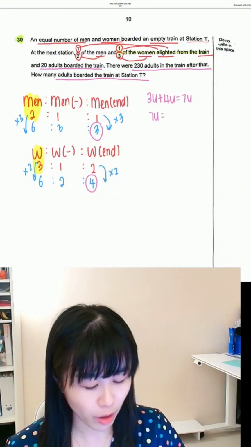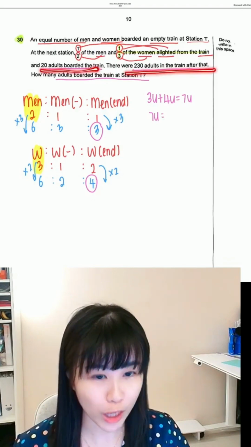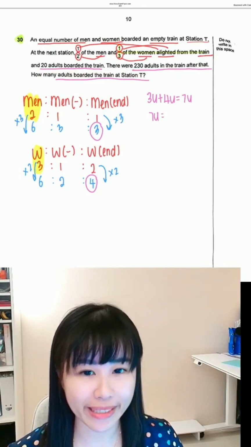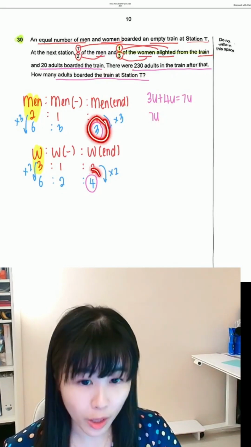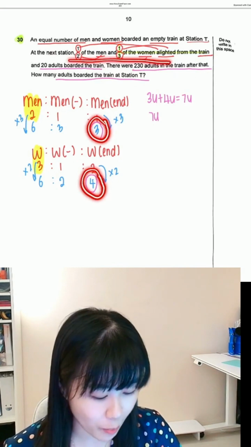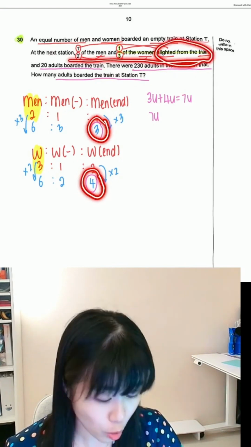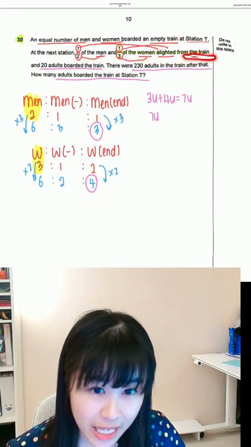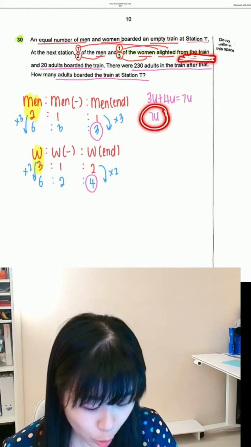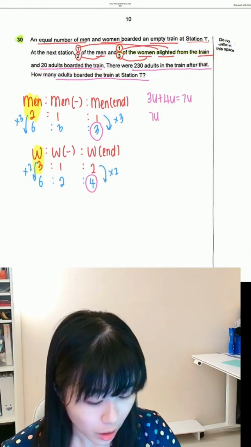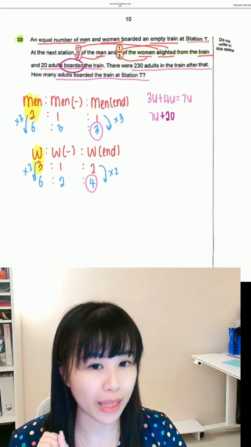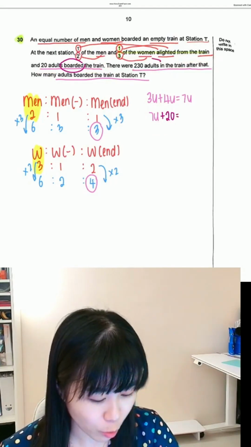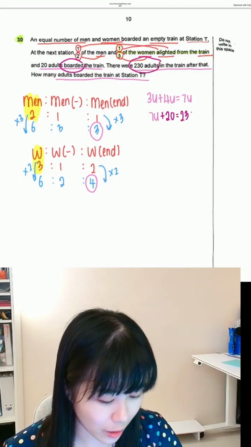Now this 7 unit, what do you do with 20 and what do you do with 230? Minus. Why minus? Because you are left with 7 unit, everybody. Your men left with 3 unit, your women left with 4 unit. That is after this part. So at this point in time, after this sentence, you are left with 7 unit. Then 20 adults boarded the train. If boarded, by right here is a plus to whatever men and women left over. Then you are left with 230 adults in the end.